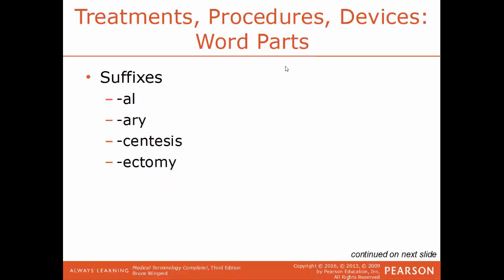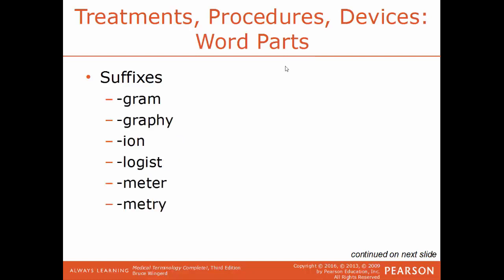Some common suffixes. The first two, al and airy, mean pertaining to. Synthesis means a withdrawal of fluid. And ectomy is the surgical removal of. The next two will be very related and are often confused with one another. The first one, gram. This is a record or the results of a certain test. The suffix graphy is the process of recording. ION is a process. The suffix logist is someone who studies or a specialist.